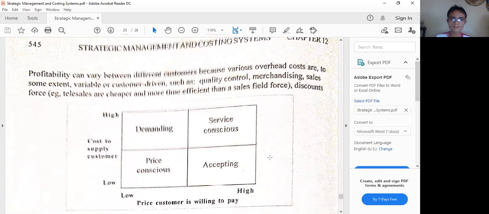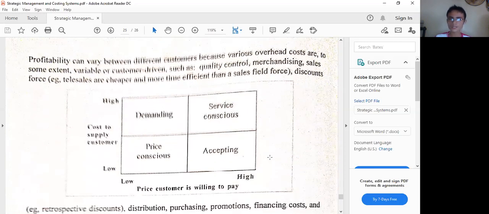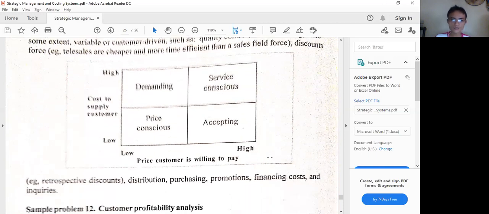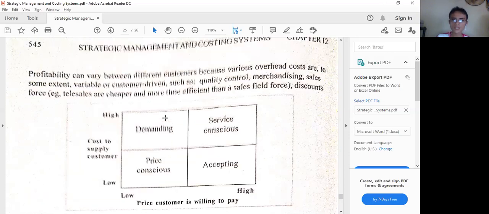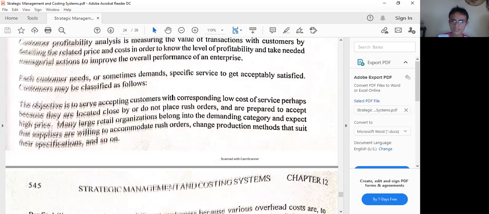Then profitability can be different between customers, of course, because there are plenty of concerns. So here is a graph showing the classifications of customers. So they can be demanding. In terms of the price, which is on the x-axis, is the price the customer is willing to pay, and on the y-axis is the cost to supply the customer. Let's begin with demanding customers, which is introduced here. Customers may be classified as follows.